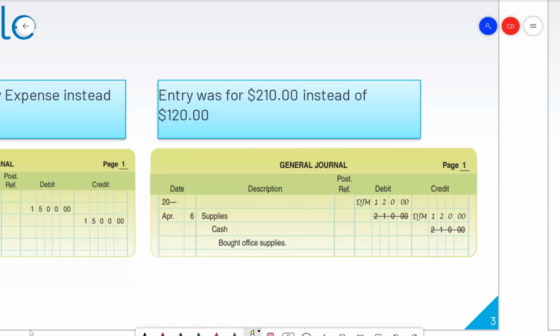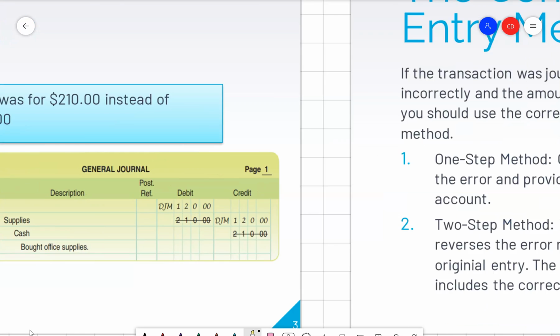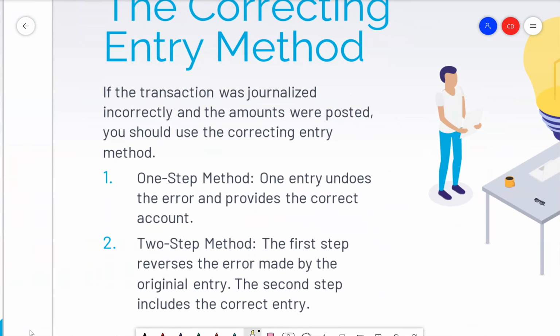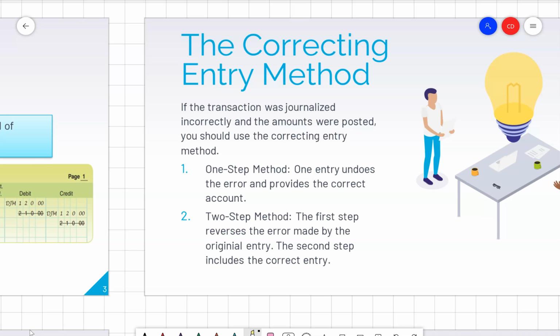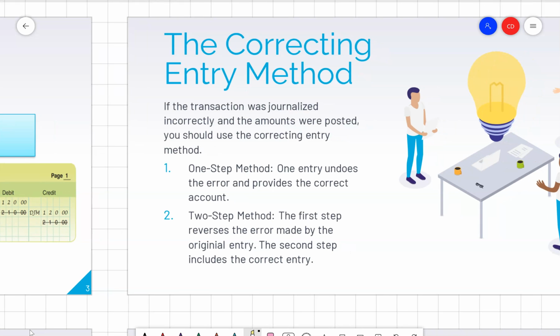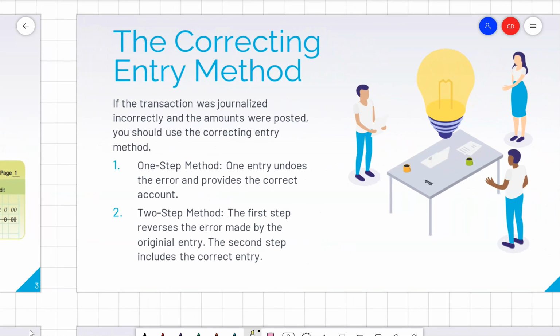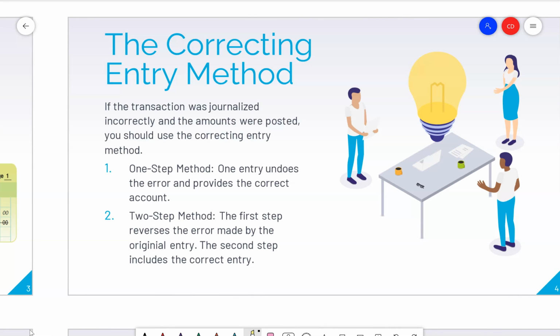Now, the ruling method is really difficult for us to do without actually having paper and pencil in front of us, so we're not actually going to practice the ruling method, but I just want you to be aware of it. This is the method we're going to use, which is called the correcting entry method. If the transaction was journalized incorrectly and the amounts were posted to the ledger, you should use the correcting entry method.